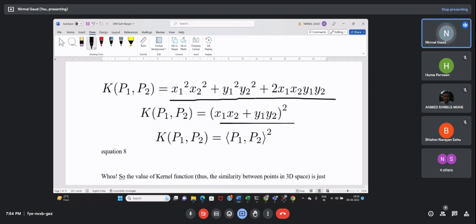है ना? a square plus b square plus 2ab. Yeah, right sir. So a plus b ka whole square. So they are saying p1 p2 ka whole square. They are saying that this is the kernel function, so it's p1 p2 ka whole square.